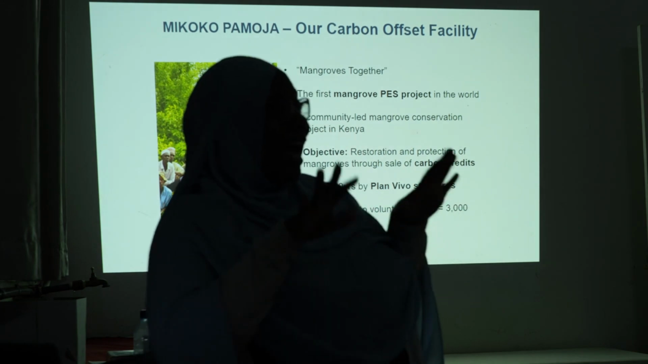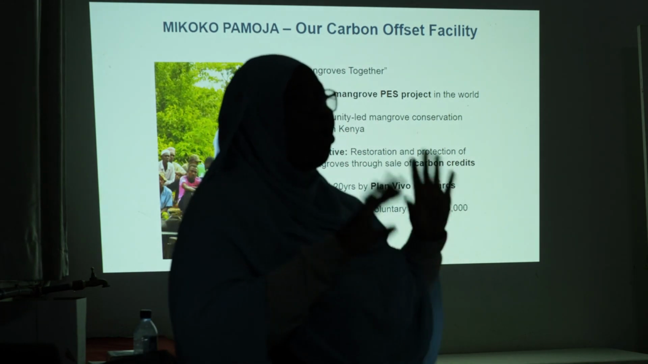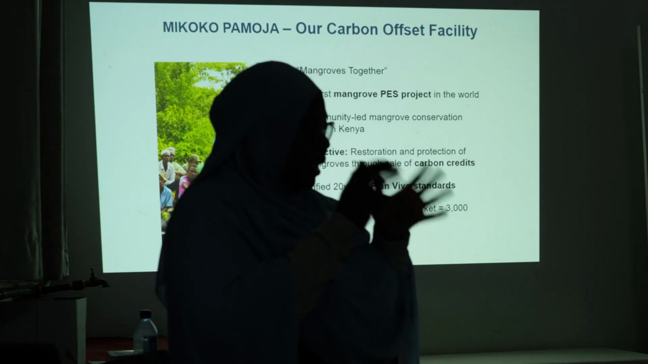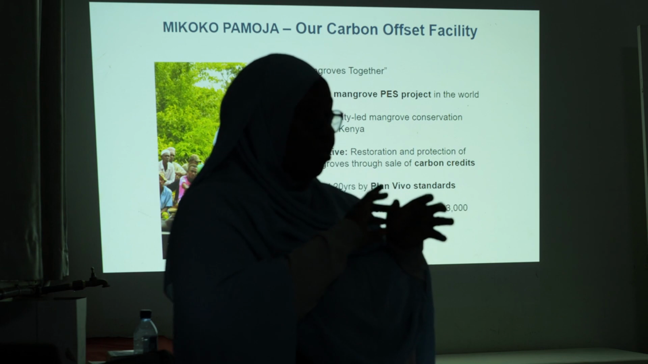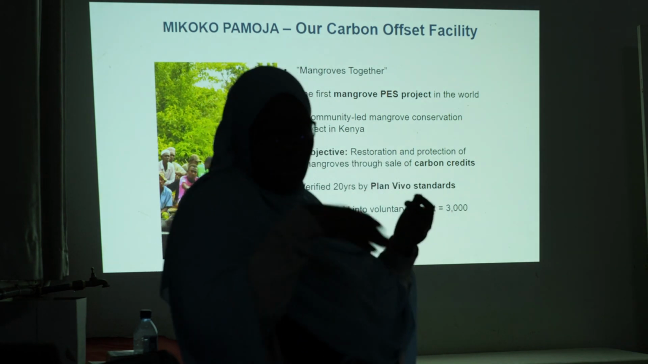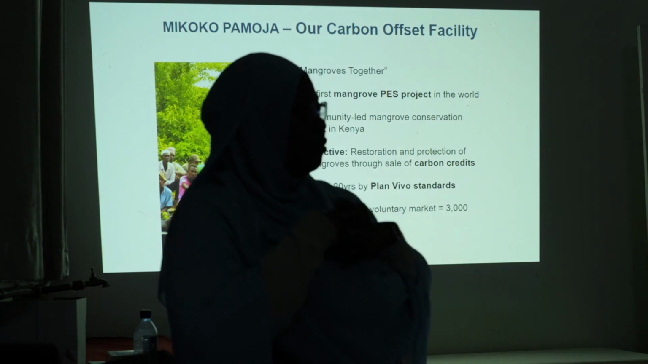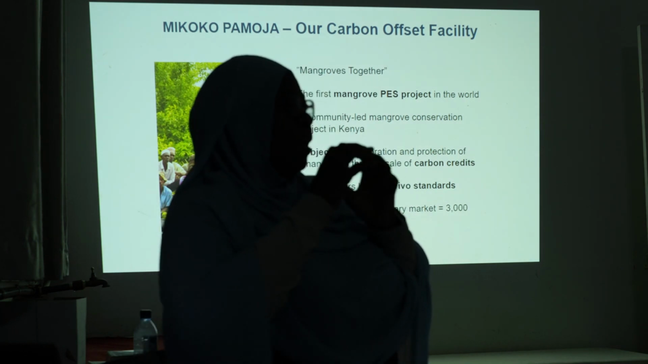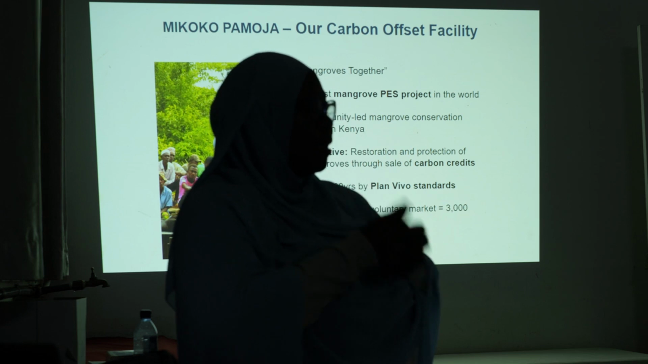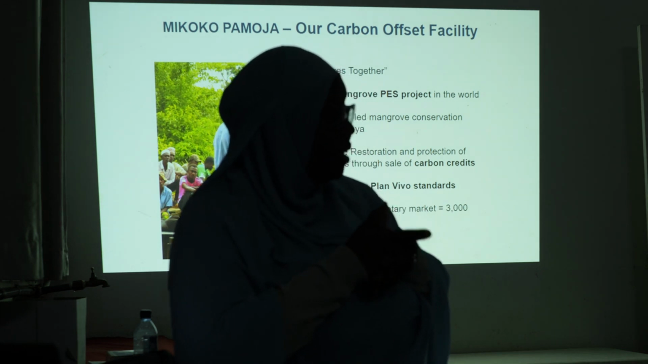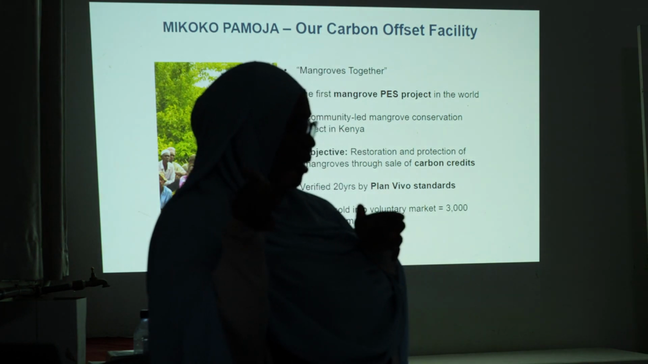For a time, and now it's just a purely community-led project. Gazi Bay comprises two villages, Gazi and Makongeni, we'll see in the next map. So they came together and formed this project. It's an area with about 700 hectares of mangrove. 700 hectares, ha.